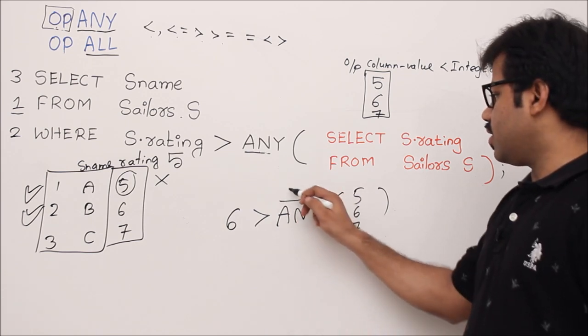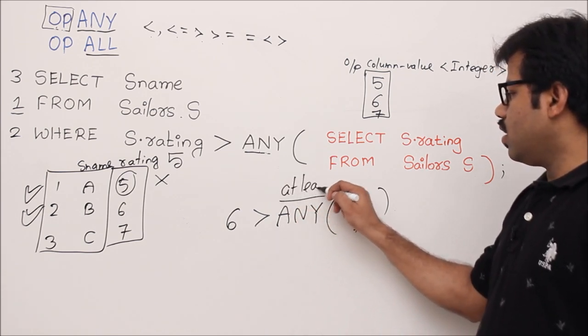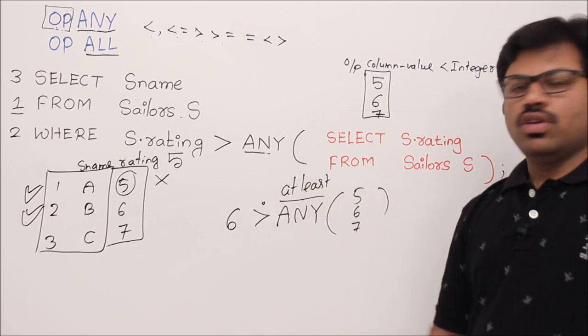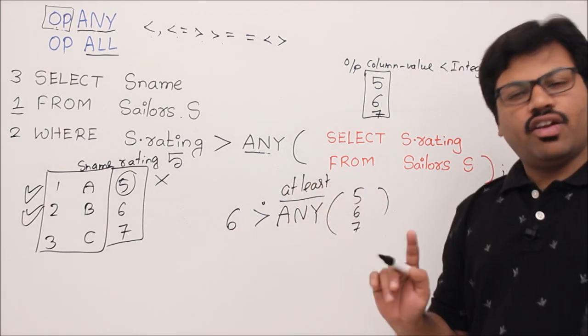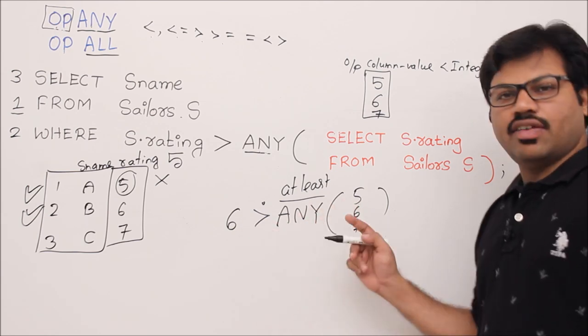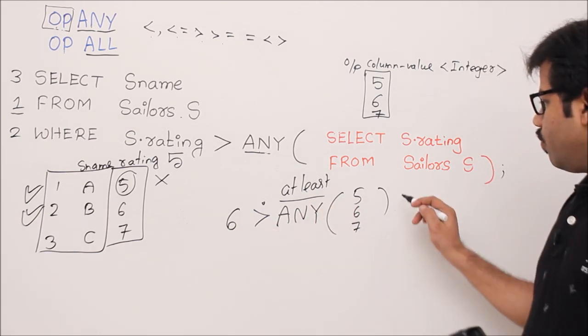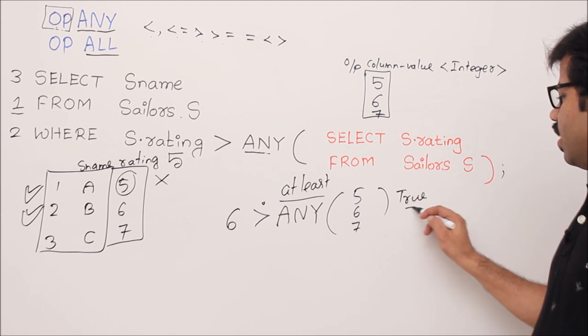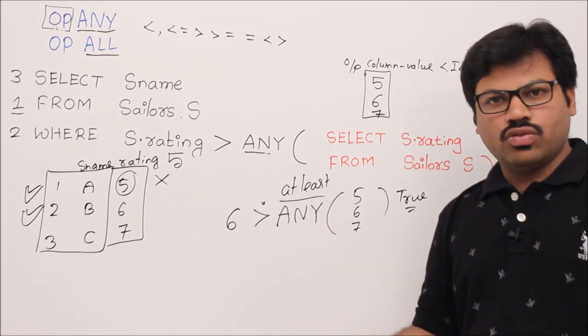Any is like at least. At least once this greater condition should be true. 6 greater than 5, true, enough. So you don't require to evaluate 6 greater than 6, 6 greater than 7. Okay, so we say that finally the any condition is true, right?